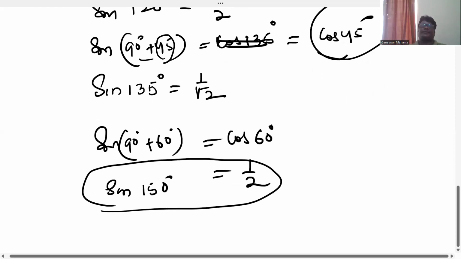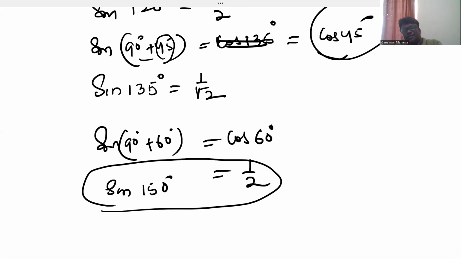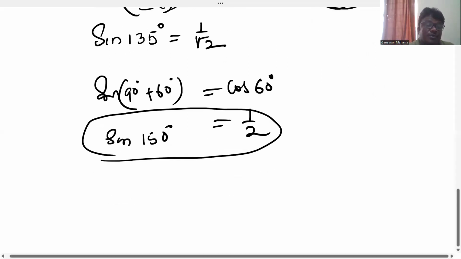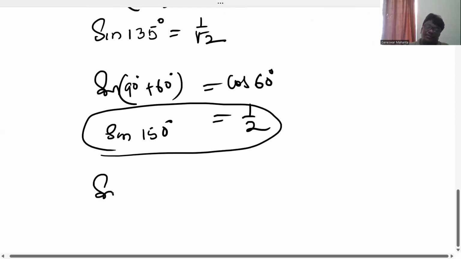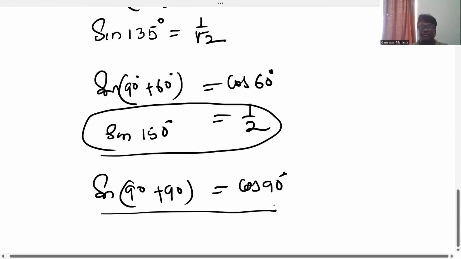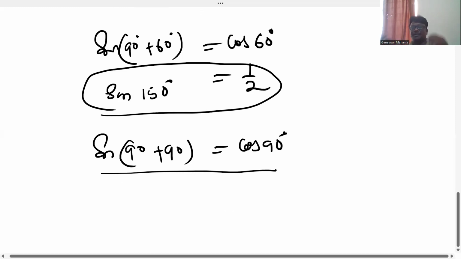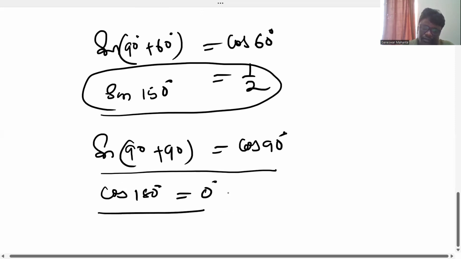Then when we add 60 degrees and then 90, cos 90 is 0. Just remember sine 90 plus 90 is cos 90, so the value is 0. Remember, sine 180 degrees is the same as cos 90 degrees. So cos 90 degrees value is 0. So sine 180 degrees is equal to 0, right? Sine pi value is equal to 0.